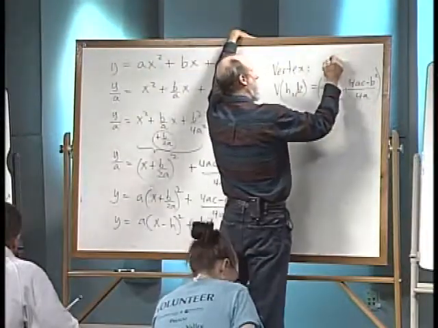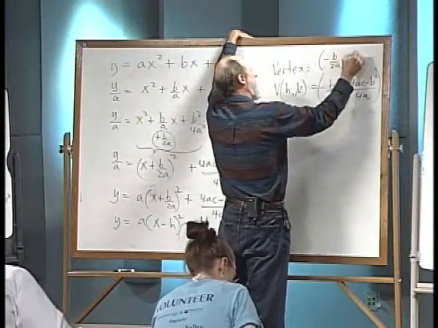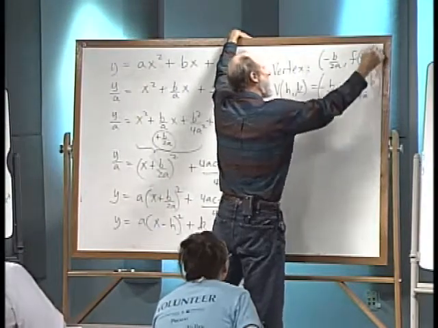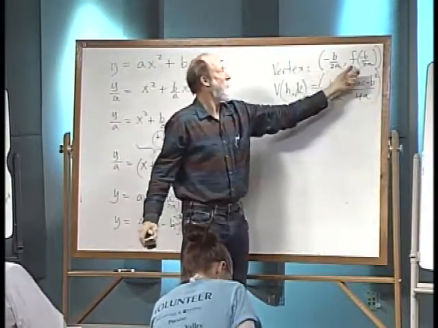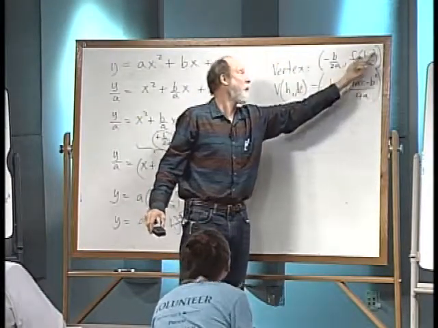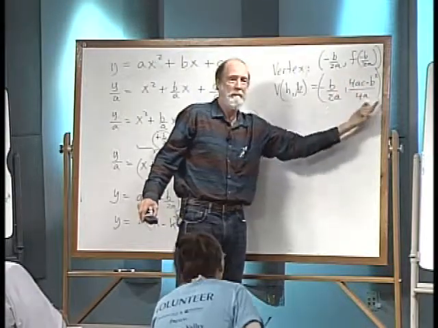This is also (minus b over 2a, f at minus b over 2a). If you put the minus b over 2a into the original function as the input, that number, you will calculate this value, which is your k.